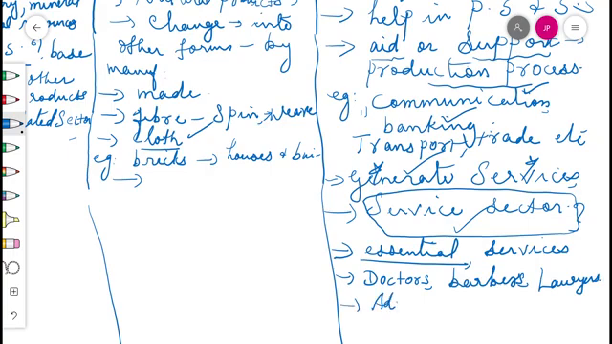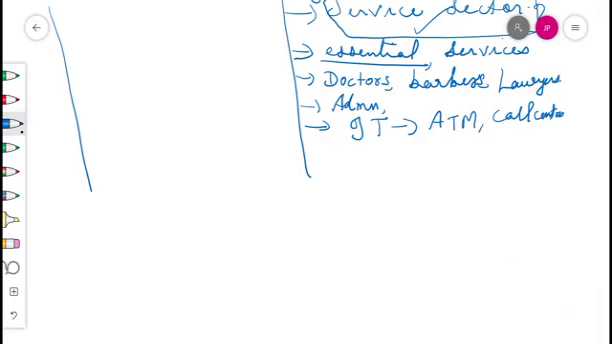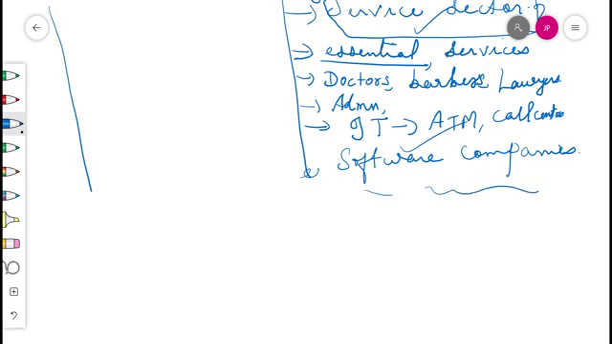Administrative services, hotel services, accounting work, and a lot of new services based on IT, information technology, such as internet cafes, ATM booths, call centers, software companies, etc. Another question: what are the essential services provided by the service sector? Doctors, barbers, lawyers, administrative services come under which sector? ATM, call centers, software companies come under which sector? All examples also we have to learn and write.